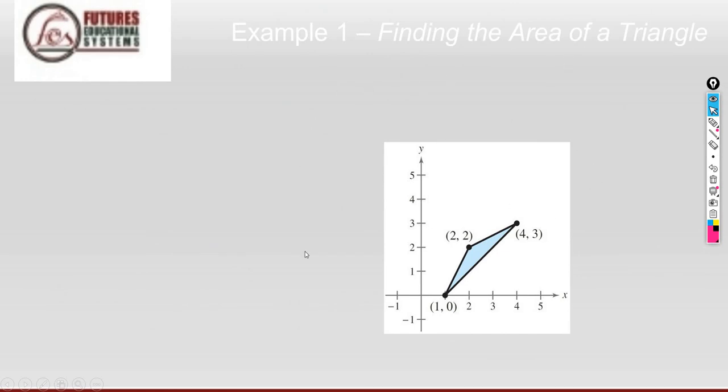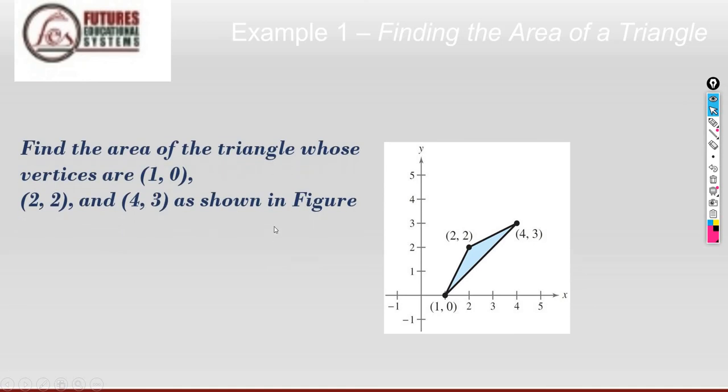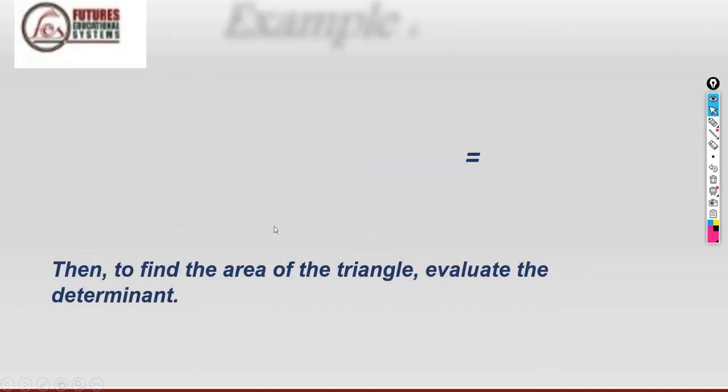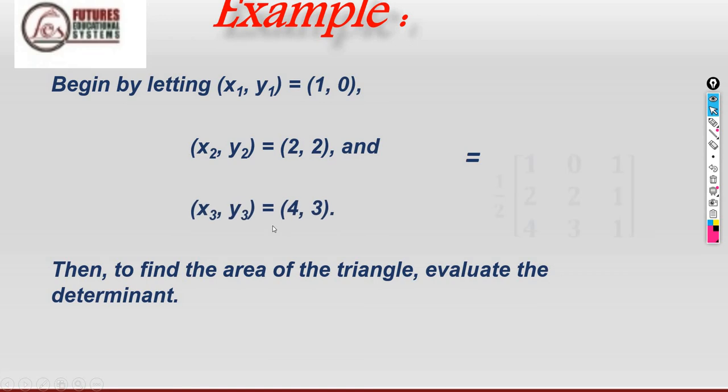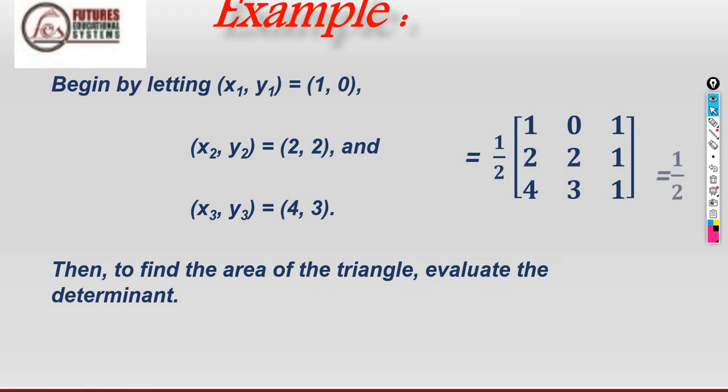To find the area of the triangle, in the same example we write the determinant with half: the first projection 1 2 4, the first projection on the x axis for the 3 points respectively, and the second projection for the 3 vertices respectively 0 2 3 0 2 3, and put 1 1 1 and do the determinant to get the area of the triangle. The area of the triangle equals half.